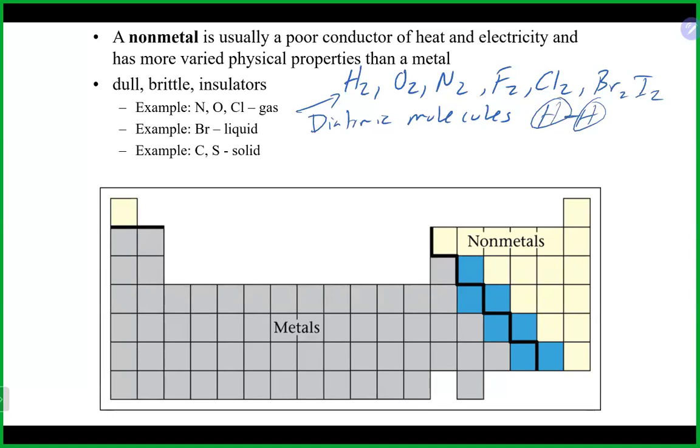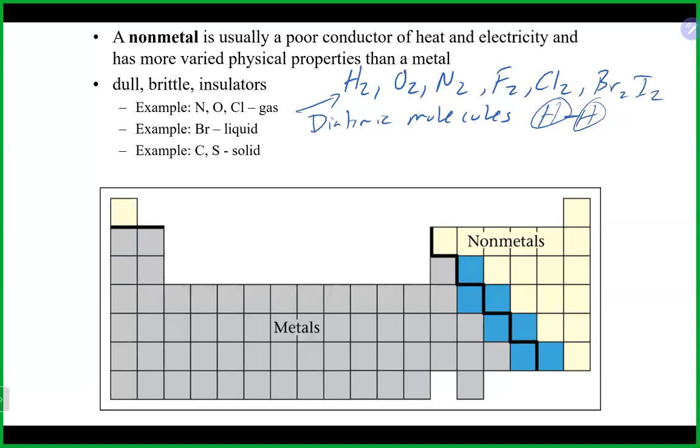So these 7, that is how they normally come when they are by themselves. They do not come as single atoms. They come as these diatomic molecules: hydrogen, oxygen, nitrogen, fluorine, chlorine, bromine, and iodine. And they're also nonmetals, all these guys. And they're also molecules because there's 2 of them. That is usually found up to the right.